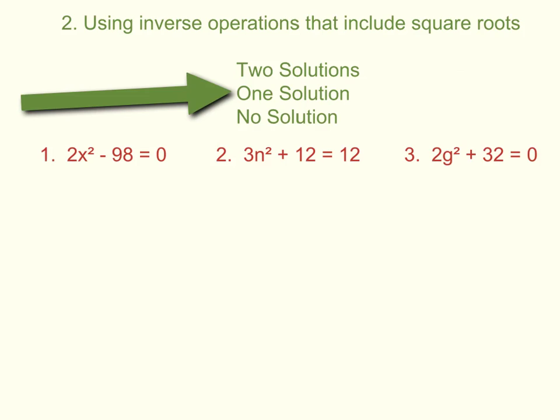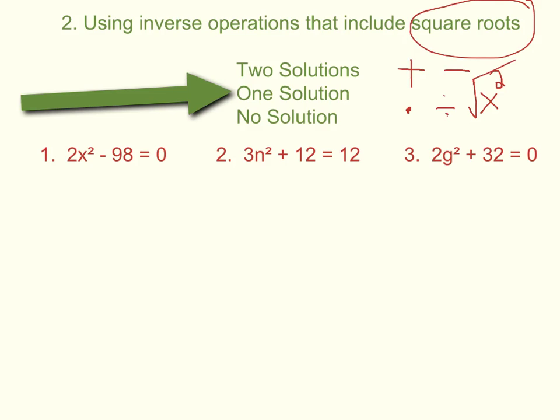So here are 3 different examples of quadratic equations that we're going to solve using inverse operations, which includes square roots. Inverse operations just means opposite, and you've done this many times. When you have addition, you undo it by doing subtraction and vice versa, and if you have multiplication, you undo it by division. Same thing, it just means now if you have something squared, the inverse of it is the square root.